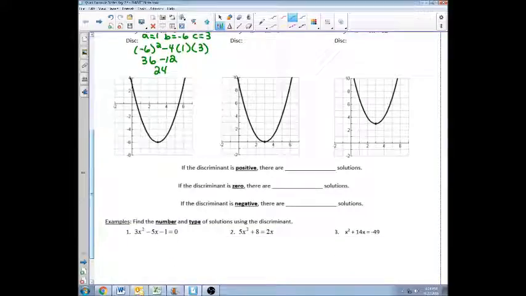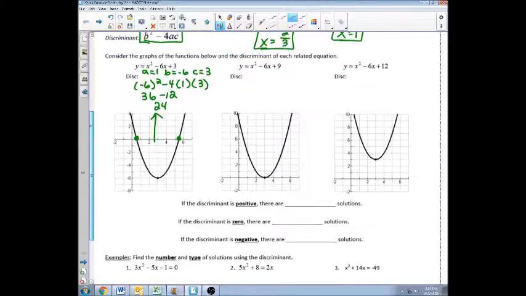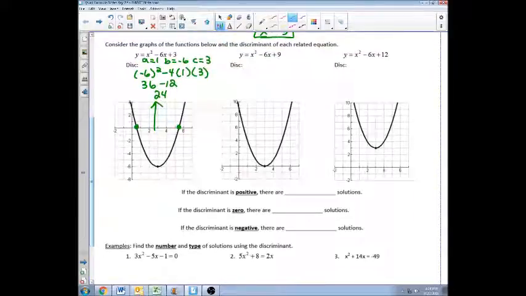Looking at my graph, if you remember from our graphing units, my answers to a quadratic are at the x-intercept. So there's 1, there's 2. This graph works with that discriminant. So if I have a positive discriminant, which is right down here, then there are 2 real solutions. Yes, I need to say real. You'll understand why in a second. Okay, let's look at the second equation and the second graph.